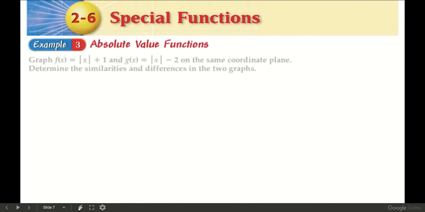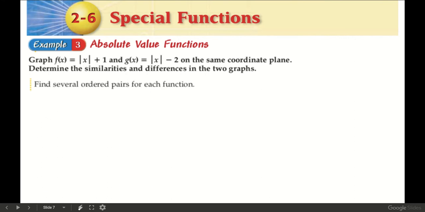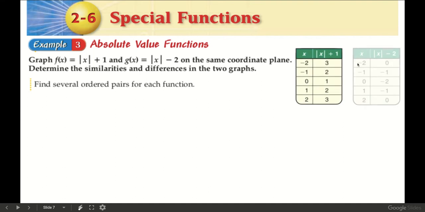So absolute value functions, right? We have f of x equals the absolute value of x plus 1, and g of x equals the absolute value of x minus 2. We're going to graph them on the same coordinate plane and determine their similarities and differences. First we're going to find the ordered pairs for each function. So here is the table for the absolute value of x plus 1, right? I'm going to pick some x values, plug them in, and get my y values, or my output values. Same thing for the absolute value of x minus 2, right?